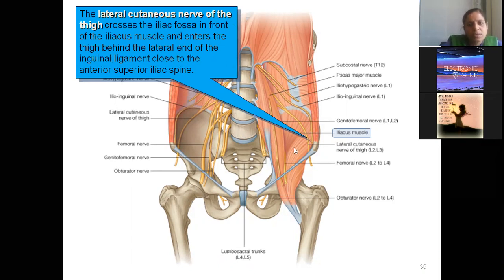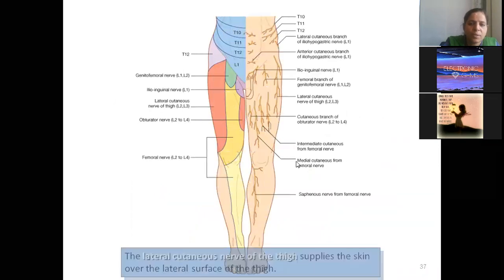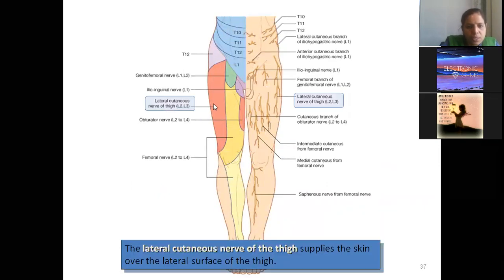It crosses the iliac fossa in front of the iliacus muscle, enters the thigh behind the lateral aspect of the inguinal ligament, close to the anterior superior iliac spine. You can write in your own words. So, see the distribution. This complete red area, lateral side, supplies the skin over the lateral surface of the thigh.